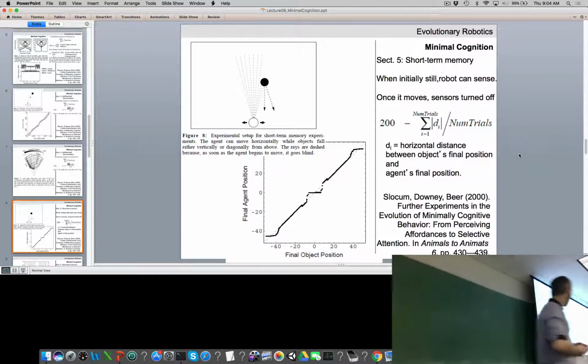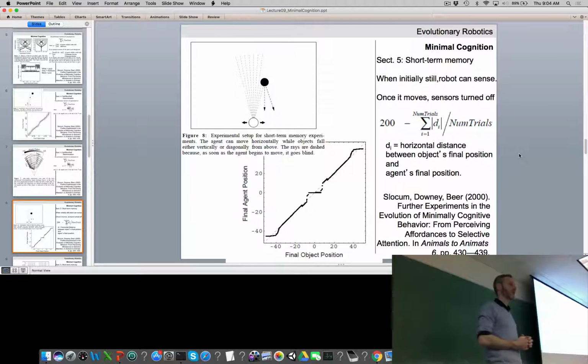The fitness function on the right should give you a hint about what this robot is supposed to be doing. Because it needs to land where the object is going to land, not where it was when it last saw it. Absolutely, right? So the fitness function in this case, again, we're going to take an average over a number of trials, and we're going to take the average d sub I, the horizontal distance between the robot and the object when the object hit the ground.